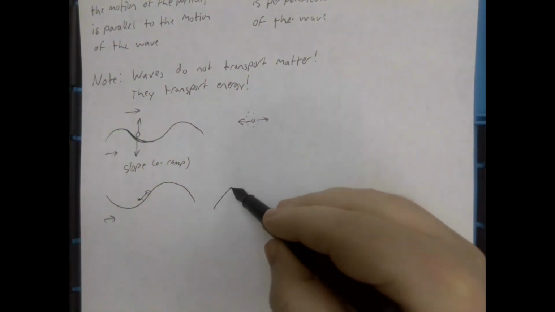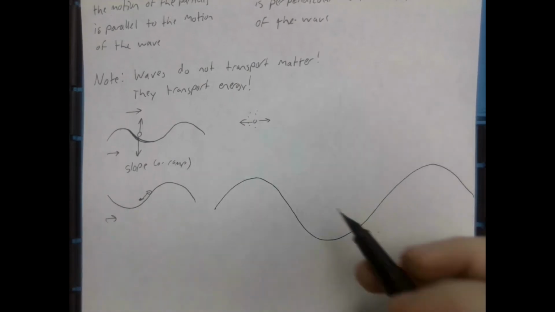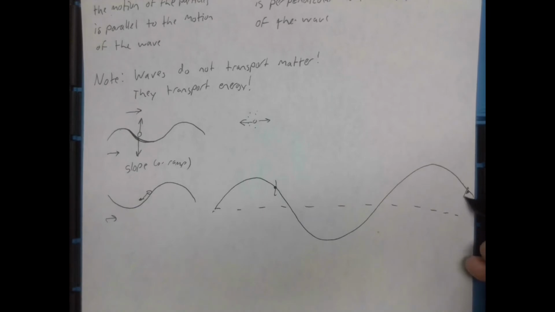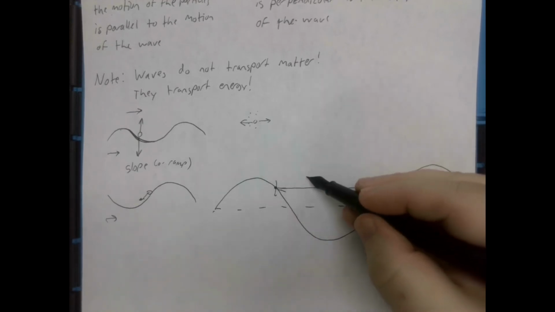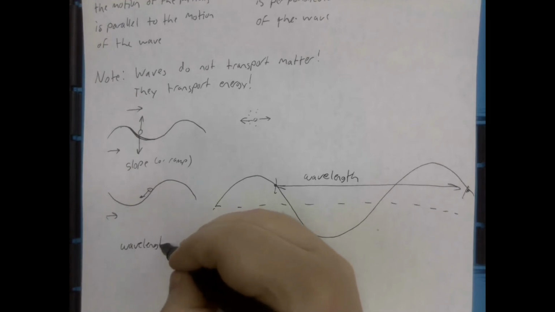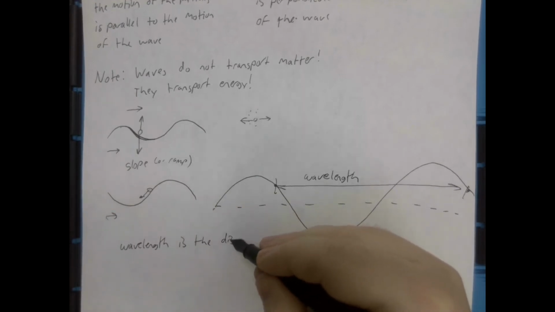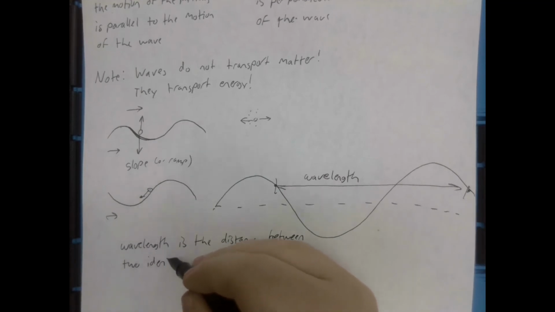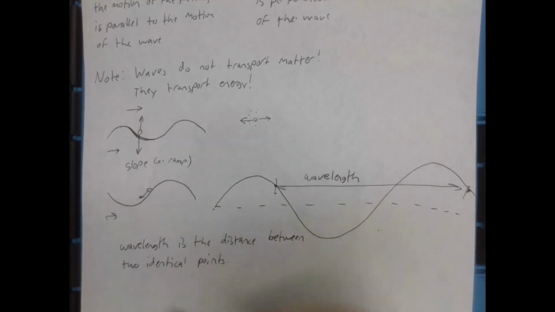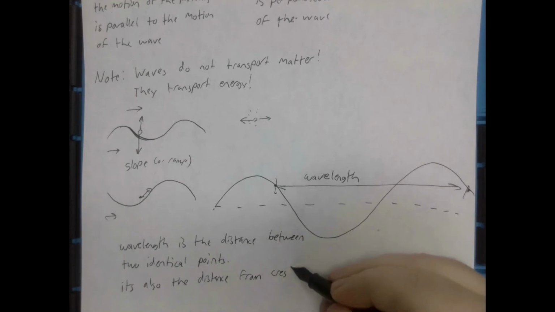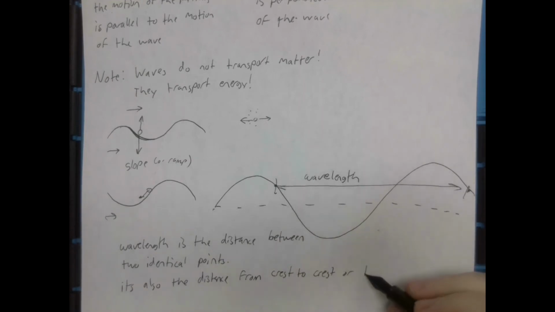So to illustrate it on a much bigger scale, if we have a midline, right here would be the wavelength. So the wavelength is the distance between two identical points. It's also the distance from crest to crest, or trough to trough.